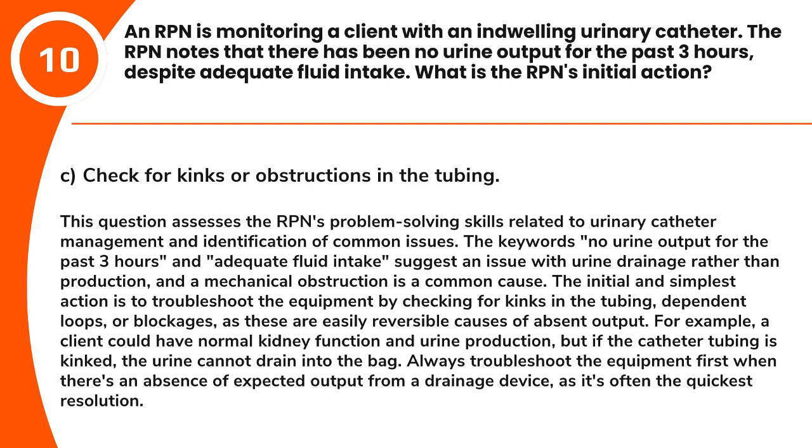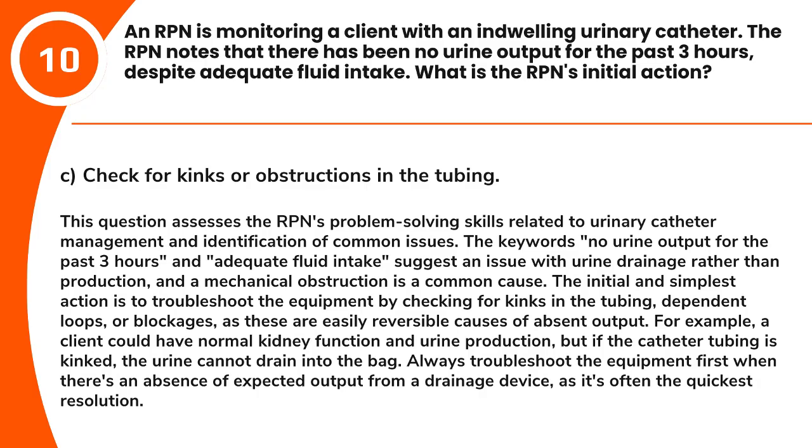Answer: C. Check for kinks or obstructions in the tubing. This question assesses the RPN's problem-solving skills related to urinary catheter management and identification of common issues. The keywords "no urine output for the past 3 hours" and "adequate fluid intake" suggest an issue with urine drainage rather than production, and a mechanical obstruction is a common cause.